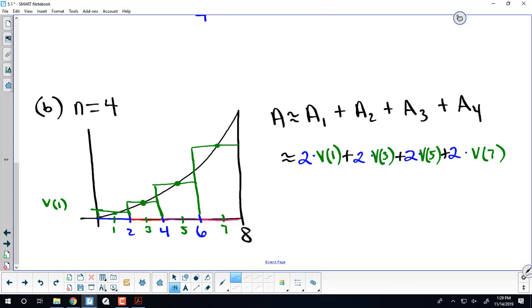Okay, so then we've got 2 times 1 squared, plus 2 times 3 squared, plus 2 times 5 squared, plus 2 times 7 squared.